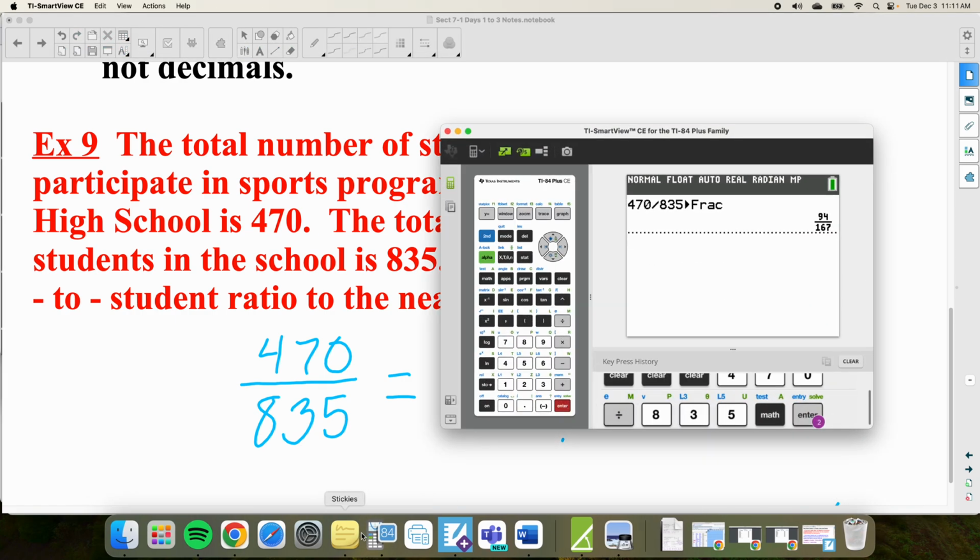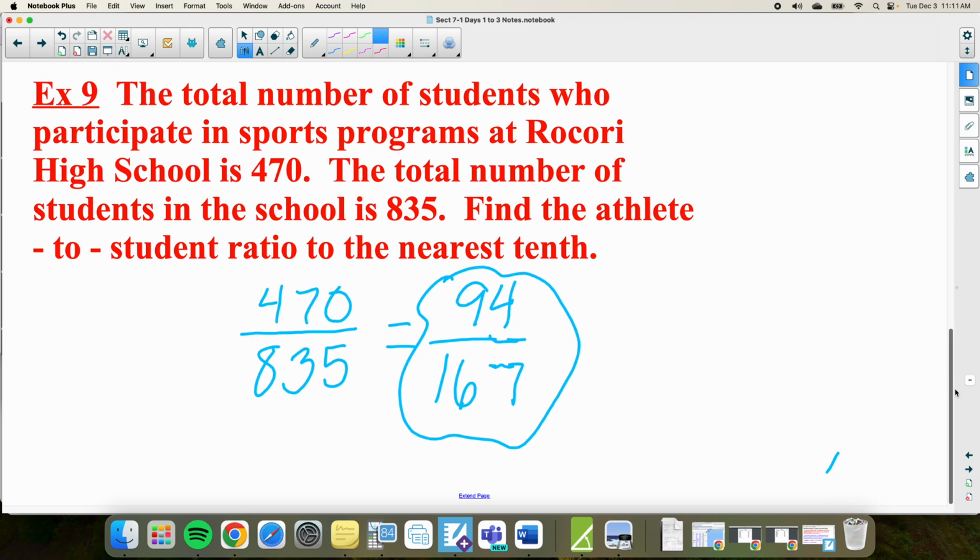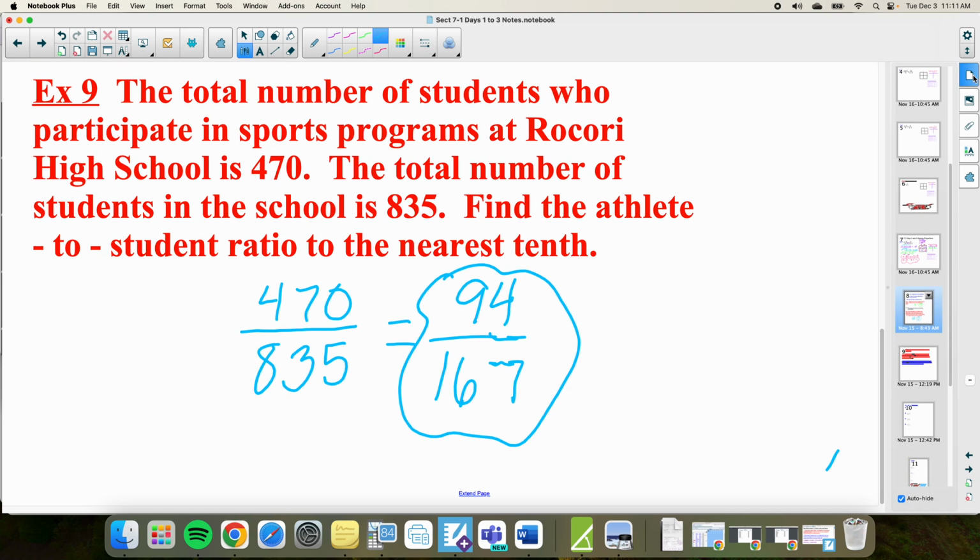So that was 94 over 167. Now notice in this problem, it says to do it to the nearest 10. I don't want you to do that. I want you to always leave it as a reduced fraction, even if the book tells you to do it to the nearest 10. Okay?